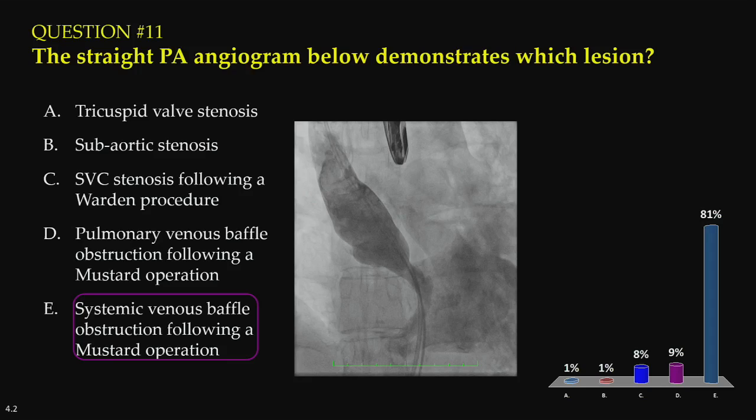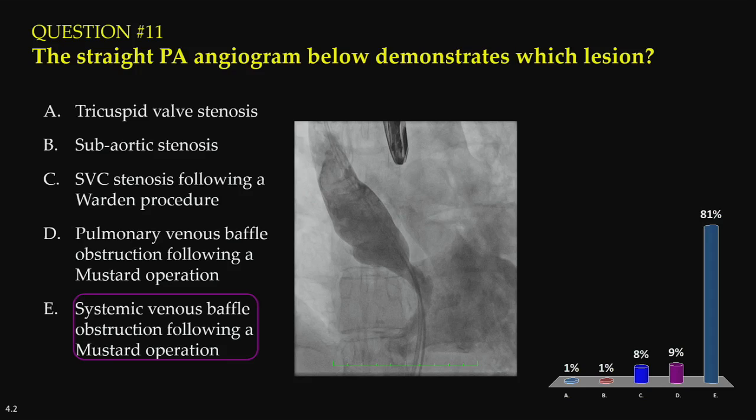Subaortic stenosis, just by the catheter course, we should know we're coming up the IVC, not coming up and going retrograde through an aortic valve. The SVC, some chose SVC stenosis following a Warden procedure. The right atrium is way too far leftward, because that would be a normal right atrium. So for this one, the clue is that this right atrium is way over leftward, and that makes it a systemic venous baffle. And then those of you who chose D, remember the pulmonary venous baffle is what connects the pulmonary veins to the right ventricle.